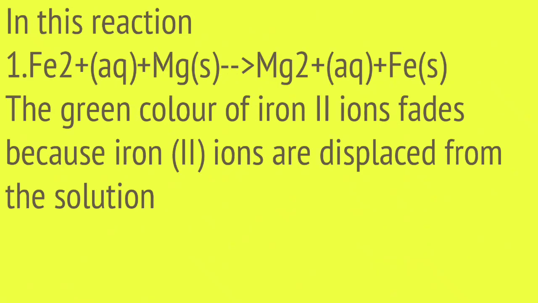For example, in the reaction between iron 2 ions and magnesium, iron 2 ions are usually green in solution. So the green color of iron 2 ions fades because iron 2 ions are displaced from the solution. So that is an example of a reaction whereby the color fades. Initially it would be green in color, but as the displacement takes place, it would fade away. The green color will fade off.